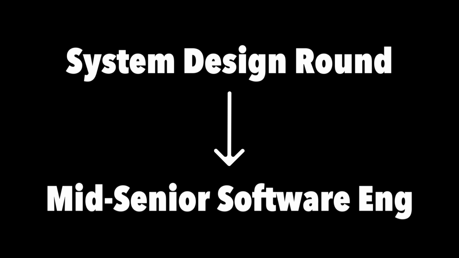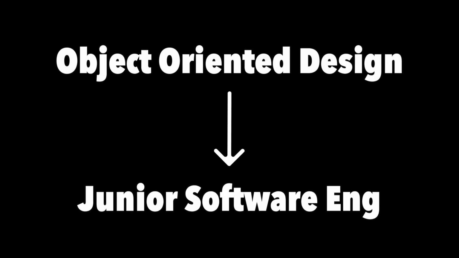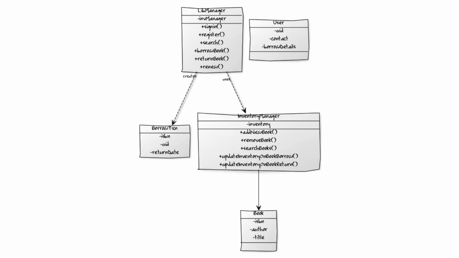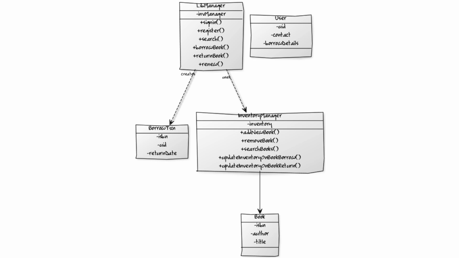System design interview round is common for mid to senior software engineering positions, while object-oriented design round is common for the junior software engineering position. Object-oriented interview round will basically consist of implementing a class structure for a problem statement. For specialized positions such as management, PM, data scientist, or data engineer, you'll be asked to do a case study.